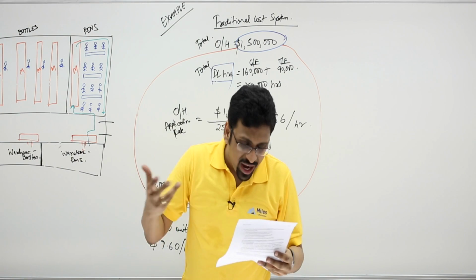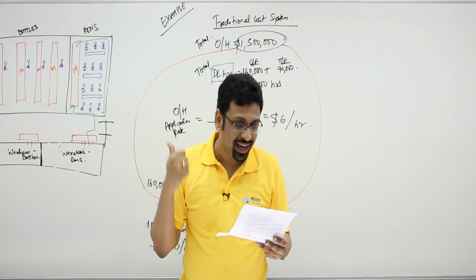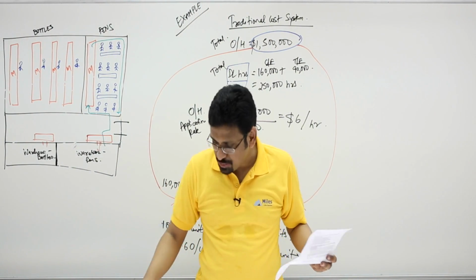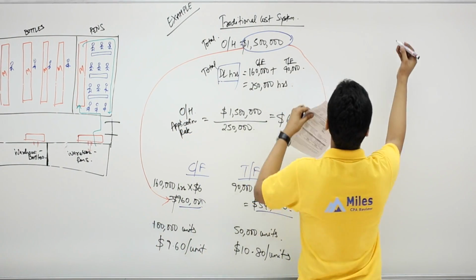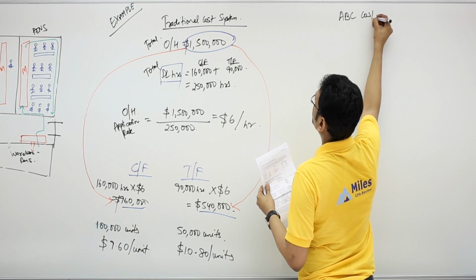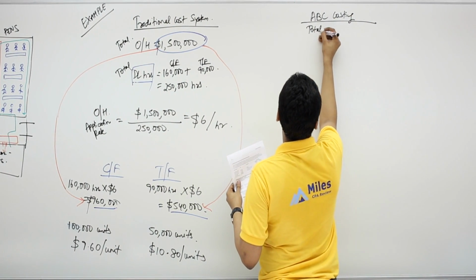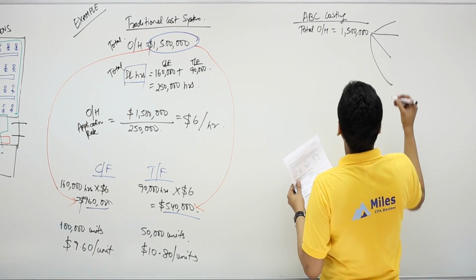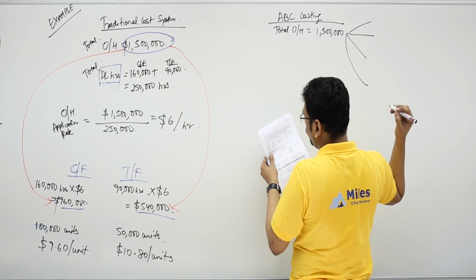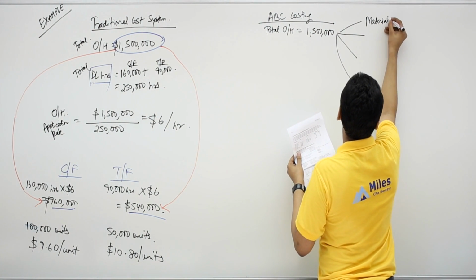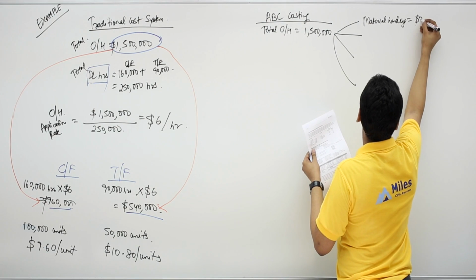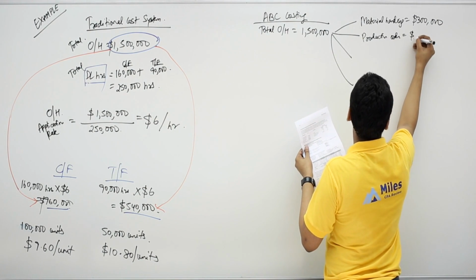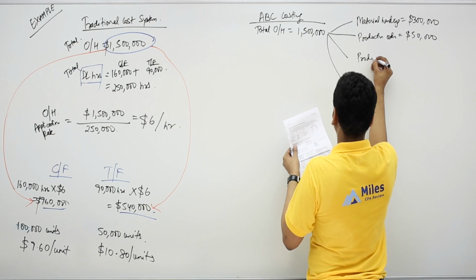So you have 4 activity centers here. You've got a material handling activity center, production orders, product redesign, and plant utilities. So let's put the numbers in here together. So ABC costing. You have total overhead of 1.5 million. Now we're going to look at all the activities that were involved in this $1.5 million of overhead. So you had material handling. This was $300,000. Then you had production orders. This was $50,000. You had product redesign.